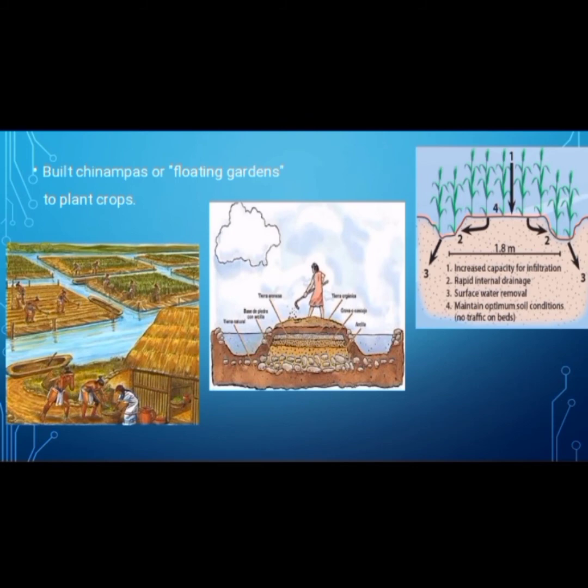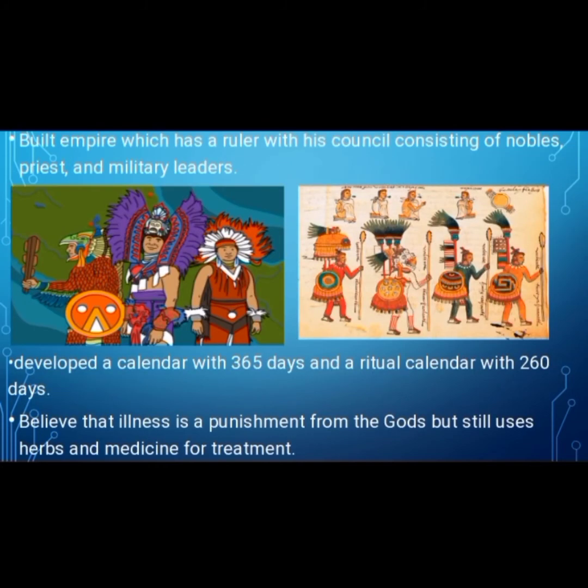The picture below is an example of the floating gardens of the Aztecs. Aztecs also built an empire which had a ruler with his council consisting of nobles, priests, and military leaders. They developed a calendar with 365 days and a ritual calendar with 260 days. They also believed that illness is a punishment from the gods but still used herbs and medicine for treatment.